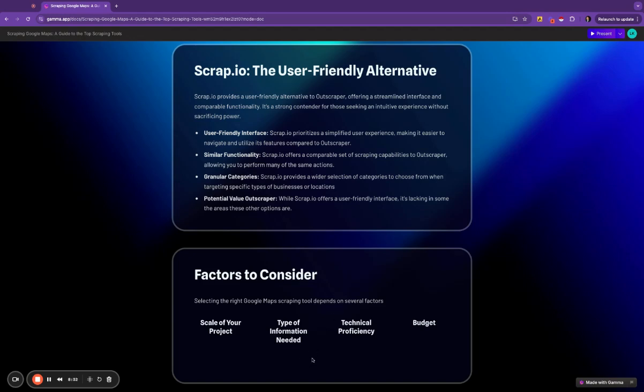And then you also have to consider what type of information you're needing. So if you're needing really detailed information, Outscraper and Octoparse are probably going to be the best ones. But I would say all of them are pretty even in regards to the types of information you need. But Octoparse probably can get you the most information if you're just wanting a lot of Google Maps data.